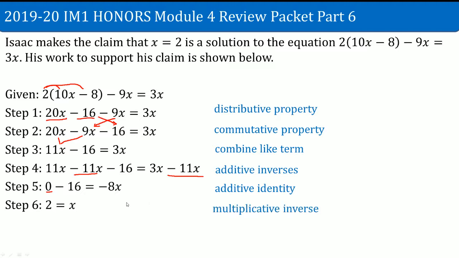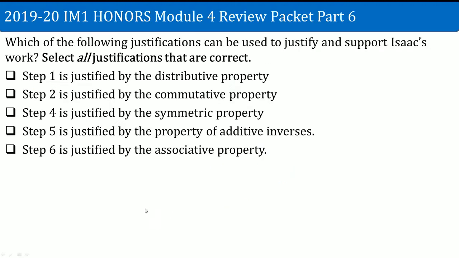And the last step is to get the negative 8 away from the x. Remember, it is attached via the symbol of multiplication. To get rid of that, you divide. Dividing is considered the multiplicative inverse. Good. So, what were my steps? Was step 1 the distributive property? You are correct. Was step 2 the justification by commutative property? That was correct. 4 was not the symmetric property. 5 is not the additive inverse, and 6 is not the associative property.